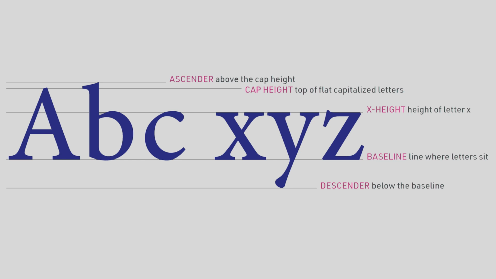The X height is literally the height of the letter X. This is important because fonts that have tall X heights are more legible at small font sizes because of the amount of white space around the letter forms.